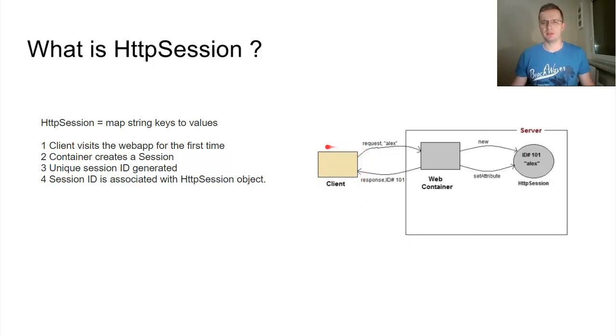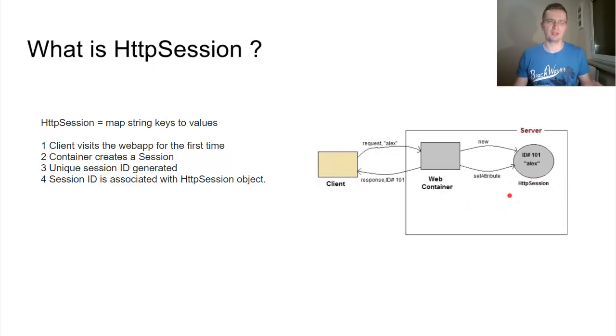Whenever the client asks the web container, Tomcat for example, the first request is made from the client side, a new HTTP session object is created. The client can also set an attribute in the HTTP session and it will be stored there on the server side.